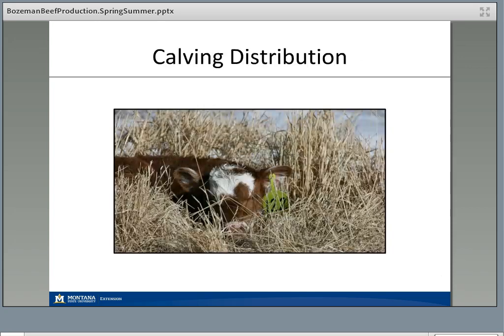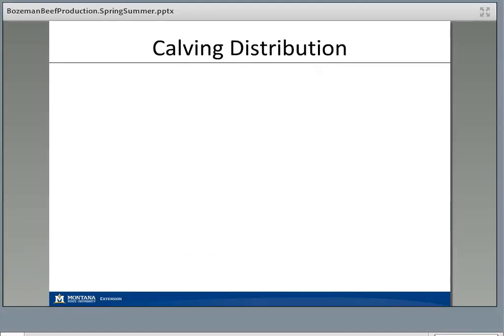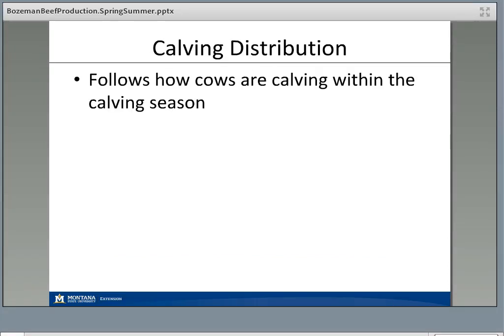So how can we evaluate how well we did in a breeding season? Well, one way we can do it is by calculating calving distribution after the calving season the following year. Calving distribution is kind of like it sounds. It follows how the cows are calving within the calving season. And so we split that calving season into 21-day periods that are the same as a 21-day estrus cycle.